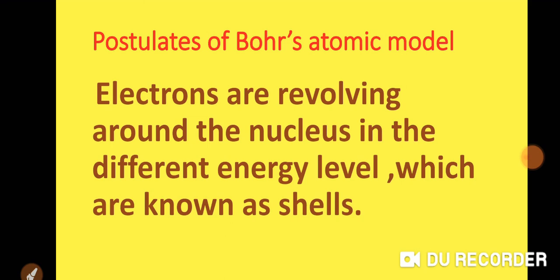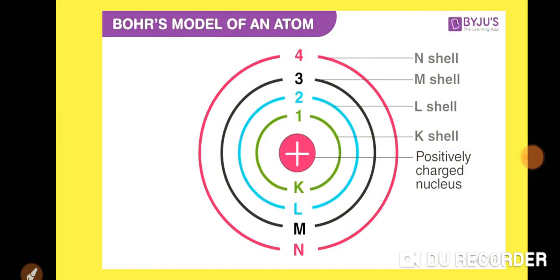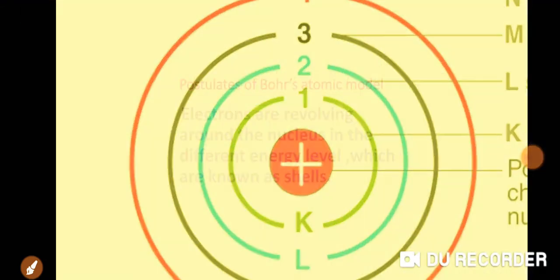Now the next postulate of the Bohr's atomic model is that electrons are revolving around the nucleus in different energy levels, which are known as shells. K shell, L shell, M shell and N shell. Understood my dear?